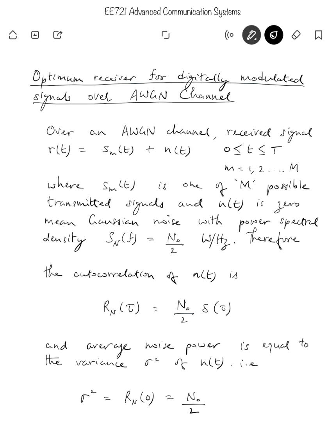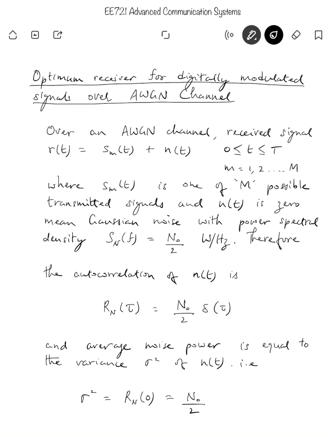The situation we are dealing with is an AWGN channel, an additive white Gaussian noise channel, where the received signal is equal to the sum of the transmitted signal and the noise signal. The transmitted signal is any one of m possible signals. Each of those signals denotes a particular symbol, and the transmitter would be transmitting one of those waveforms depending on which symbol it wants to transmit.